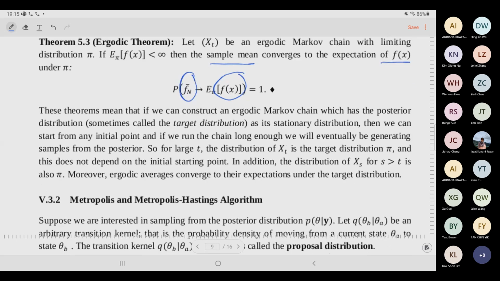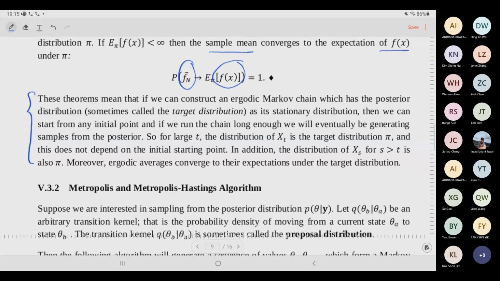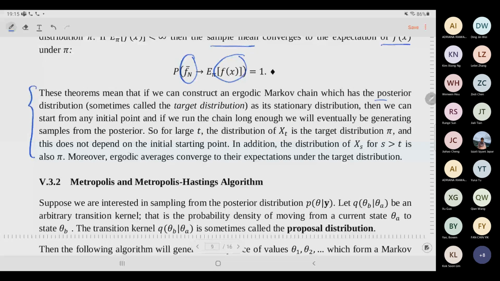This paragraph contains the main idea of our Markov chain Monte Carlo. We have to construct a Markov chain such that the posterior will be the stationary distribution. So this is the point: the posterior, or we call it the target, will be the stationary distribution. We can start from any initial point, and if you run the chain long enough, we will get samples from the posterior. So this paragraph is where the main idea of MCMC comes in.